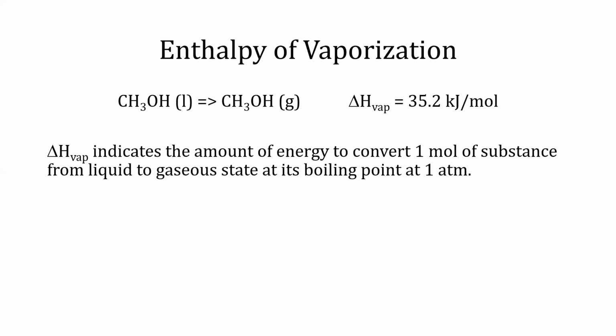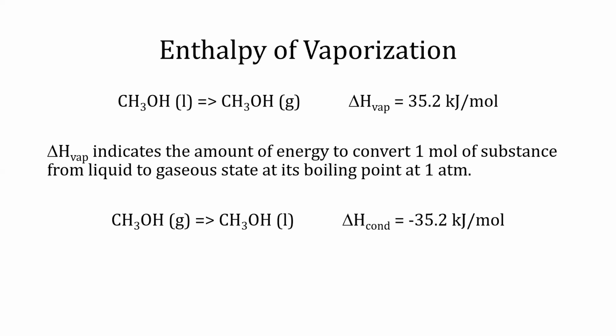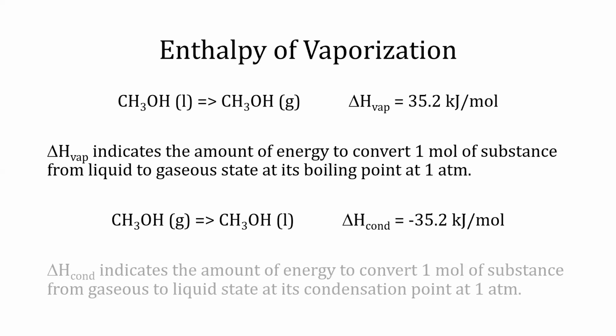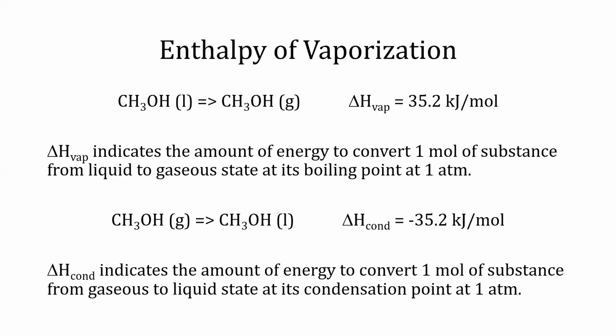The opposite process of the enthalpy of vaporization is the enthalpy of condensation, in which it has a negative value of the given heat of vaporization value, which for condensing methanol is negative 35.2 kilojoules per mole. The enthalpy of condensation is defined as how much energy is needed to convert 1 mole of substance from gas to liquid state at its condensation point at 1 atm.